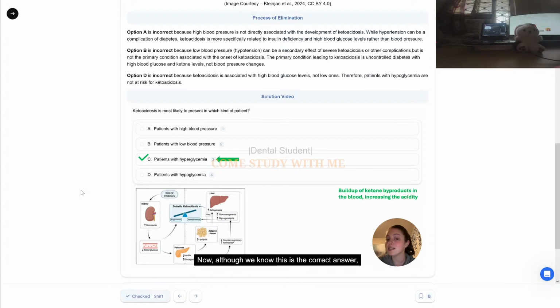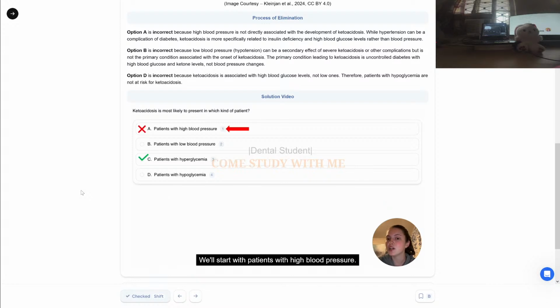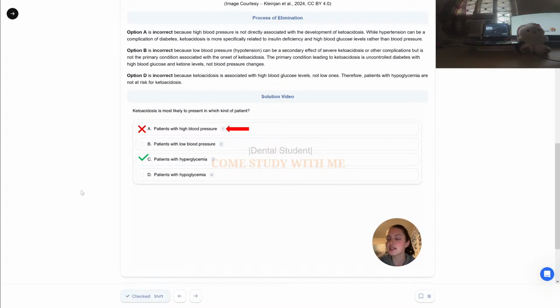Now, although we know this is the correct answer, let's quickly go through the rest of the answer choices and describe why they are incorrect. We'll start with patients with high blood pressure. Although high blood pressure or hypertension can be a side effect associated with diabetes, it is not a symptom associated with ketoacidosis, and ketoacidosis has nothing to do with hypertension. Because ketoacidosis has to do with insulin deficiency and what the body breaks down as a fuel source, increased blood pressure does not have any impact on a patient potentially presenting with this condition.